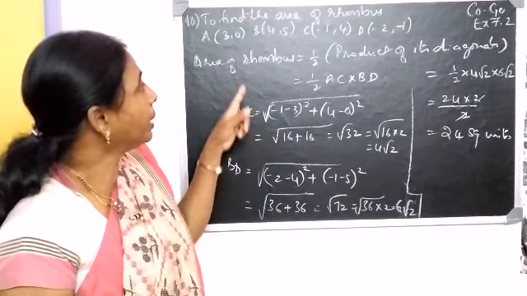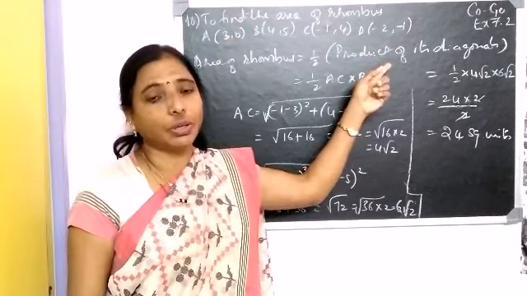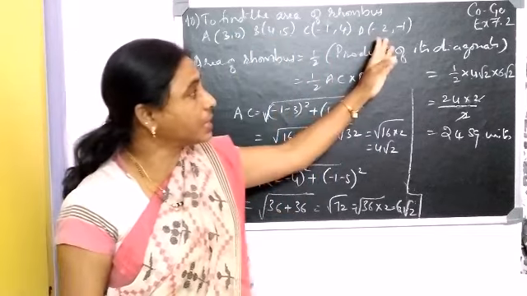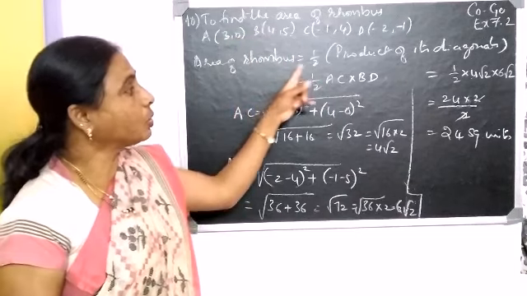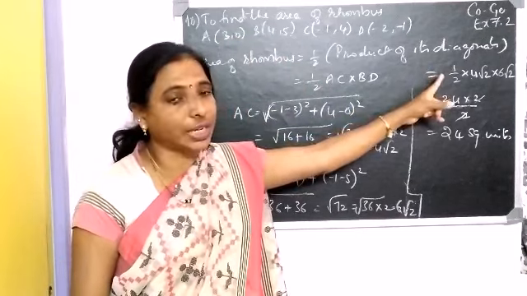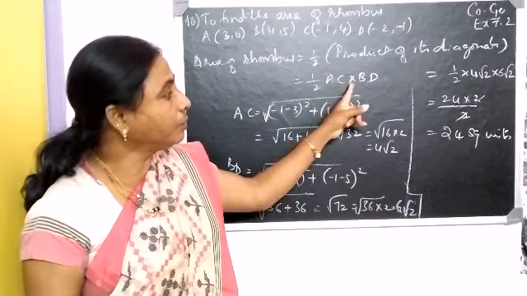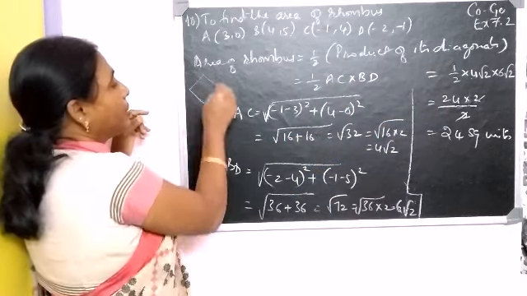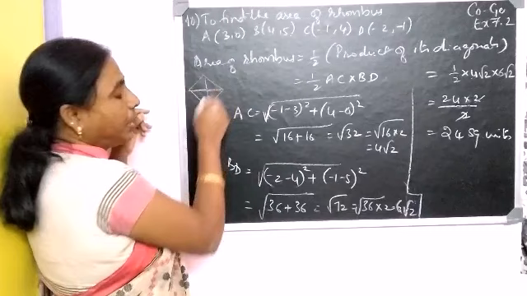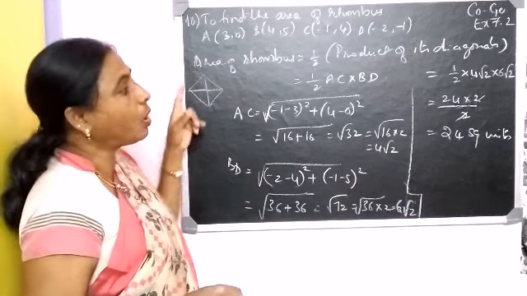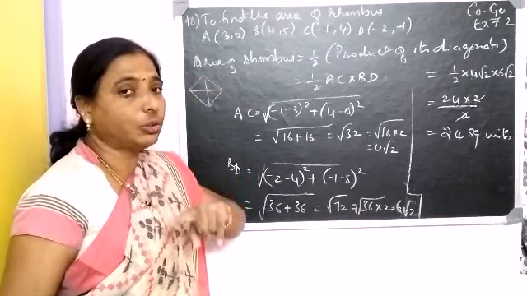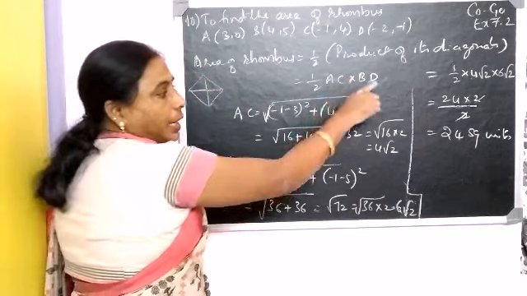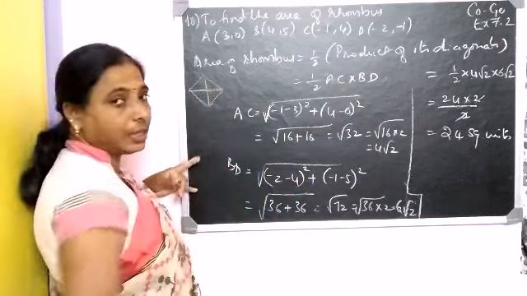In the last problem, they are asking you to find the area of the rhombus, where all the 4 vertices A, B, C, D are given. It's a rhombus. The area of a rhombus is equal to half into the product of its diagonals. What are the diagonals? AC and BD, because you know that in a rhombus, AC and BD are the diagonals. The formula here is half into d1 into d2, where d1 and d2 are the diagonals.